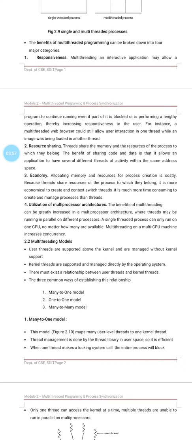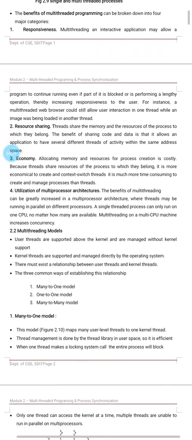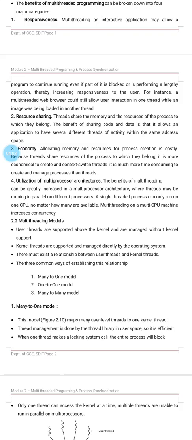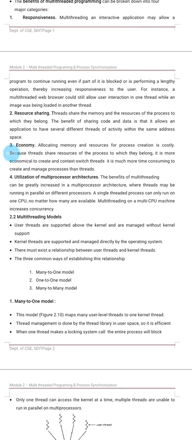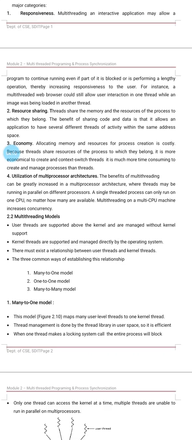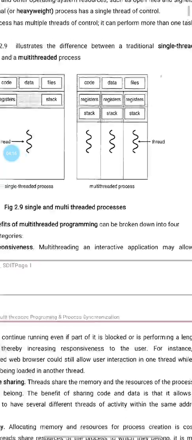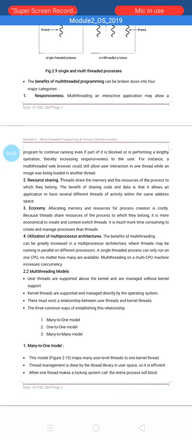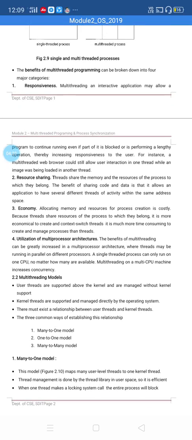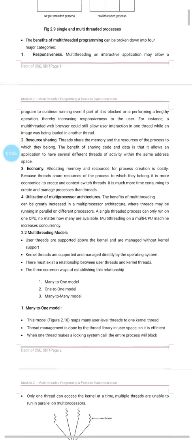That is responsiveness. Next, resource sharing. Threads share the memory and the resources of the process to which they belong. The benefit of sharing code and data is that it allows an application to have several different threads of activity within the same address space. You can see in the diagram the code, data and file sections are shared among all the threads.